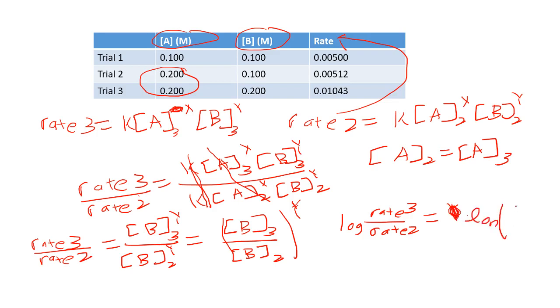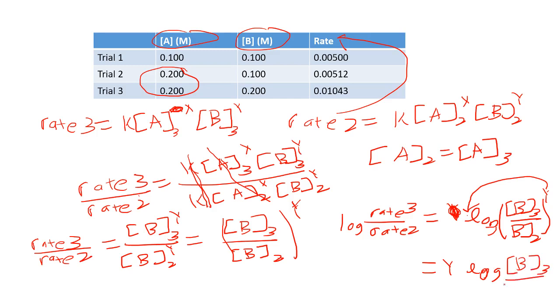Log of b3 over b2 to the y. Now, one of the helpful things is your rules of logs means we can take this exponent and put it back in front of our logarithm. So that means this is equal to y log of b3 over b2. So now we want to solve for y.